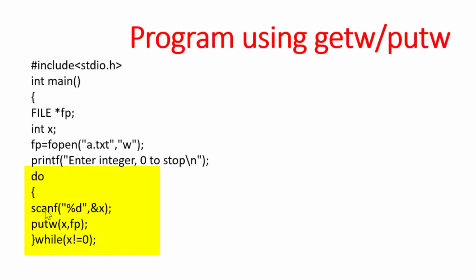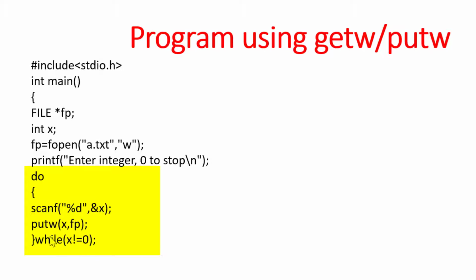So take a do while loop, take the value from the console using scanf. The integer which we read is stored in x, and this x value we want to write into the file. So we'll use the putw function, bracket x comma fp, meaning the integer x is written inside the file which has been pointed by fp. So scanf is reading an integer from the console, and then putw is for writing that integer inside the file. These two steps, do it in a loop.